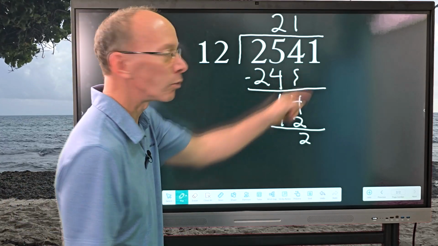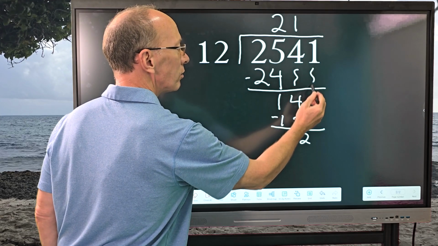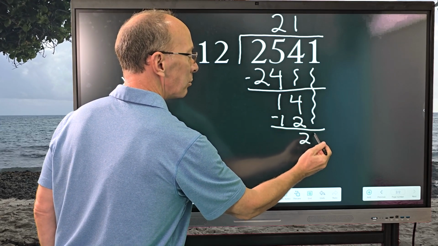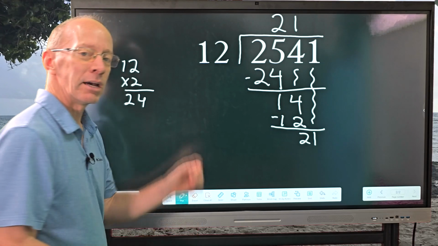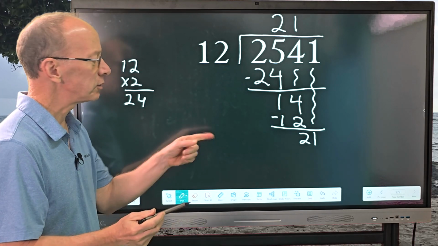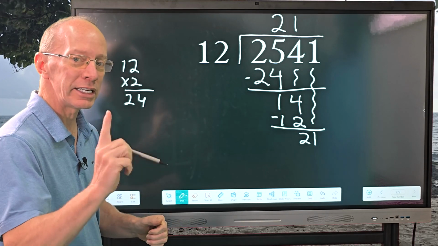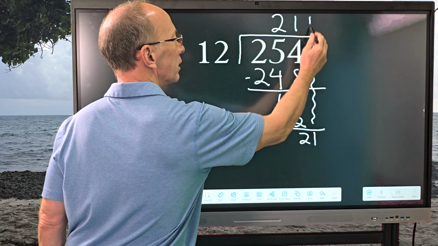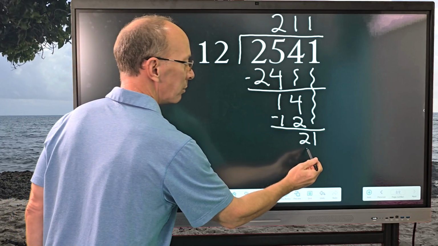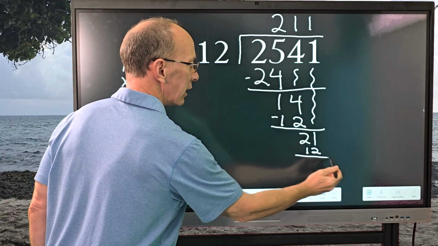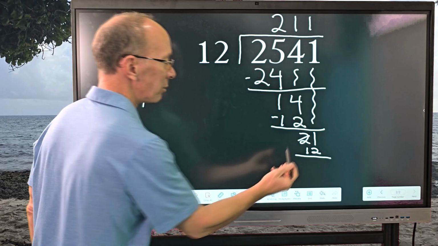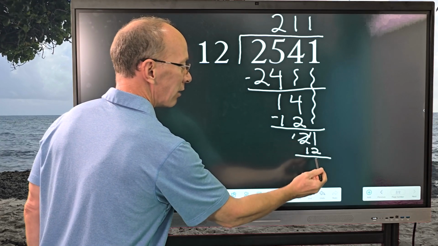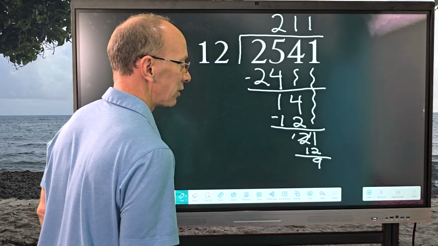So our next number is the 1. So I bring that all the way down right here, and I put 1 right there. How many times can I put 12 into 21? I can only put it in 1 time. 1 times 12 is 12. So I put the 1 right here, and 1 times 12 would be 12. And then I go ahead and subtract. I need to borrow a little bit there. And so I have 9 as my answer.